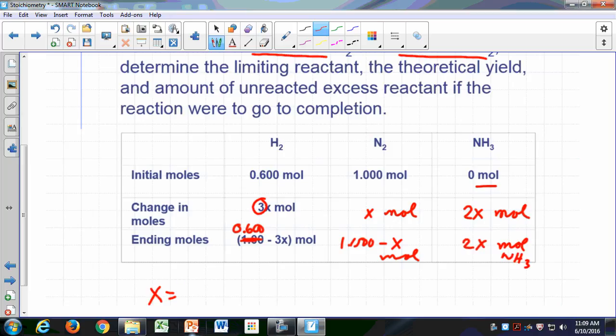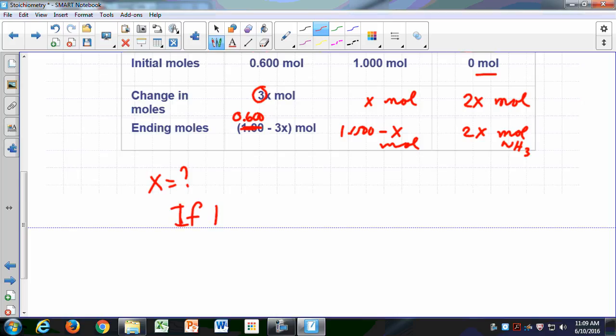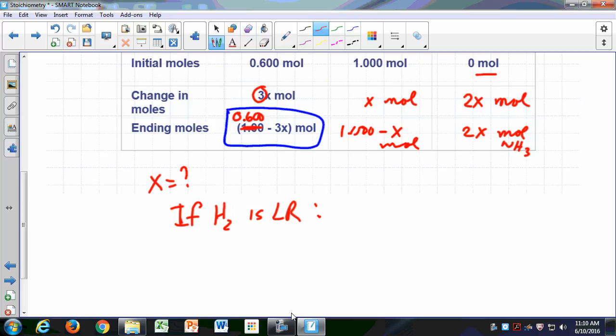The question is, what's our x going to be? Well, what if hydrogen is the limiting reactant? Let's make that assumption. Then we're going to say our ending moles of H2 is going to be 0, right? We lose all of it, right? So 0.600 minus 3x equals 0, or you can say 3x is 0.600. Like all 0.6 are gone, so 3 times the extent of reaction equals 0.600. So extent of reaction, dividing both sides by 3, is going to be 0.200.